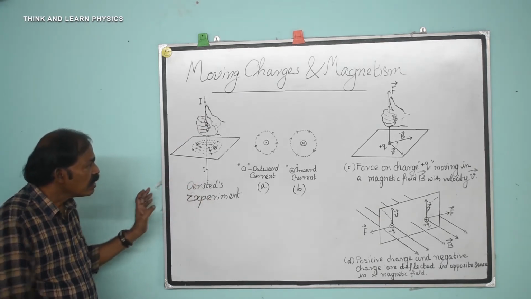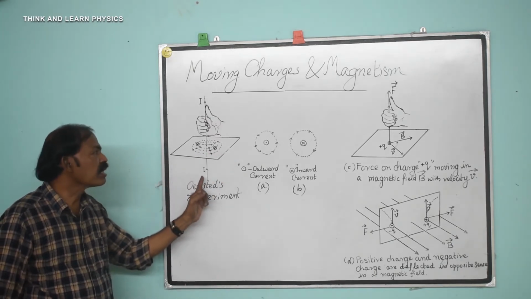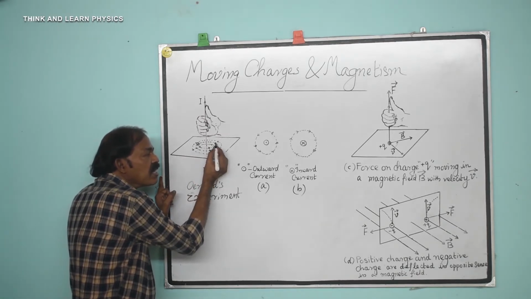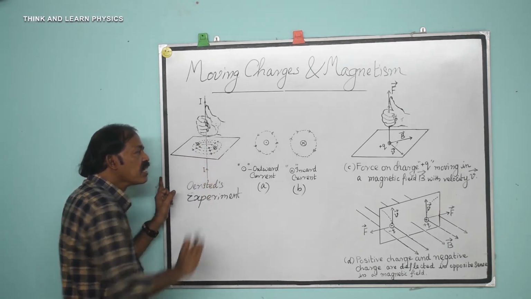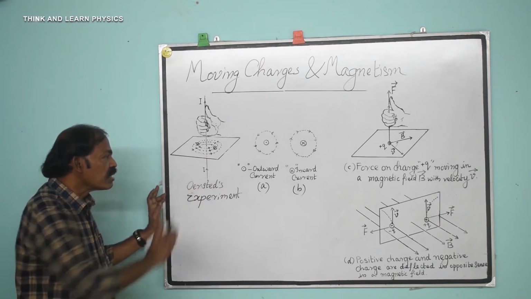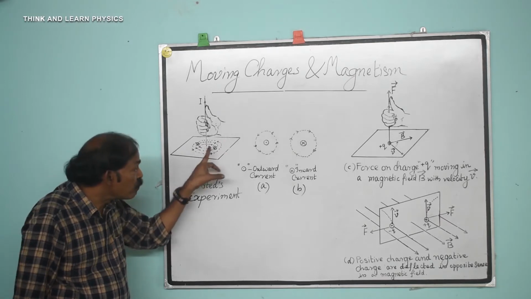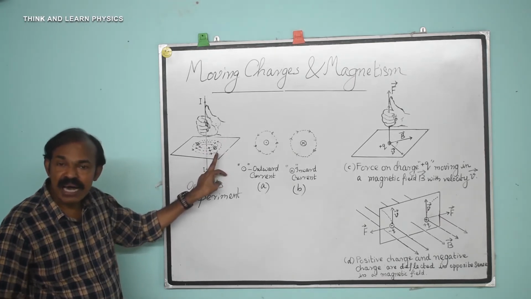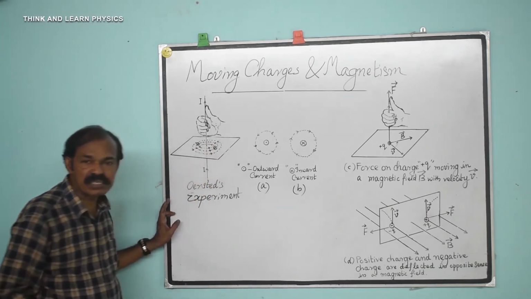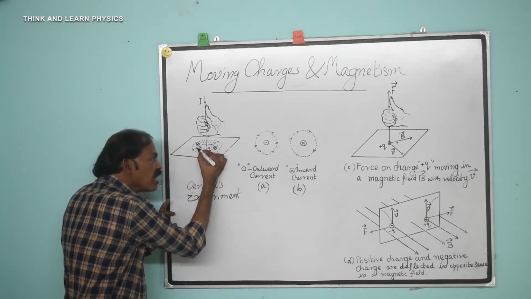I. If we place a small magnet needle on this cardboard when the current passes in this way, the compass needle deflects in a certain direction. The direction is given by the tangent drawn to an imaginary circle. The direction shown by the compass needle will be tangential to an imaginary circle with this conductor at the center of the circle. That means here this will be the direction and here this will be the direction, and this is the imaginary circle.